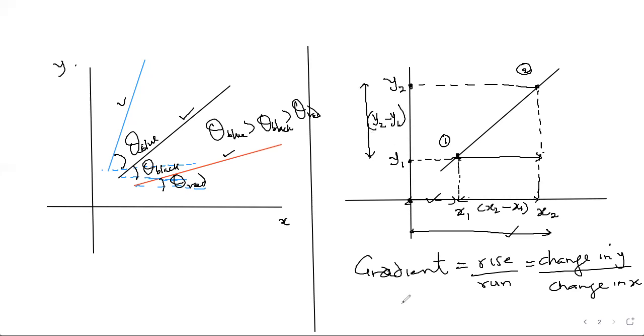So the gradient would be the rise, which is the vertical distance between the two points, y2 minus y1, divided by the run, which is the horizontal distance between the two points, x2 minus x1. So that's the formula for gradient, y2 minus y1 divided by x2 minus x1. This is also equal to change in y over change in x. That's another way of saying it: the change in the y coordinate divided by the change in the x coordinate. So that's the formula for calculating gradient. Hope that makes sense. So let's look at some examples.